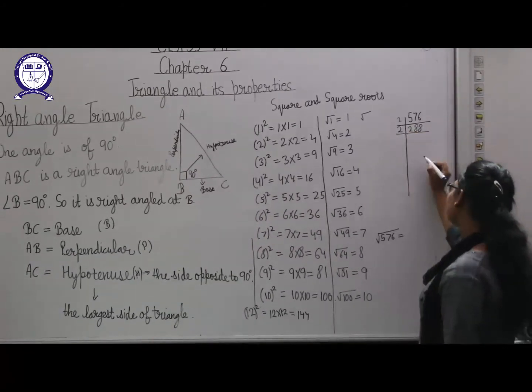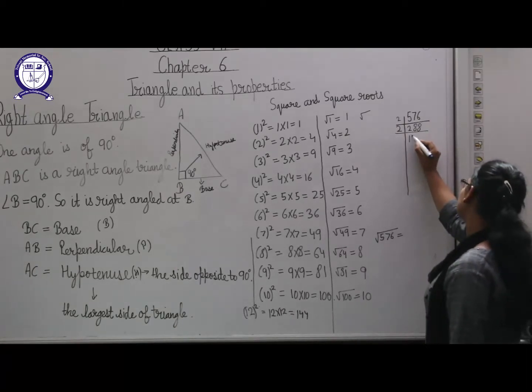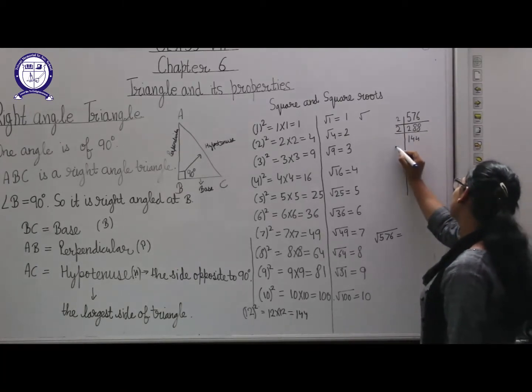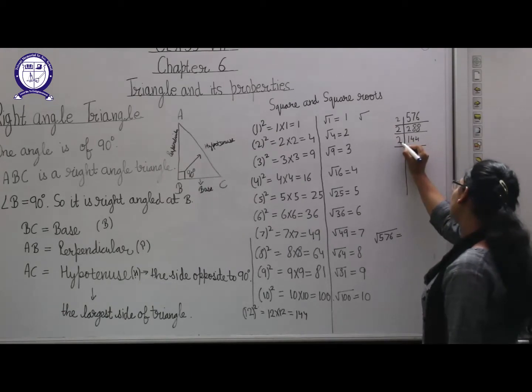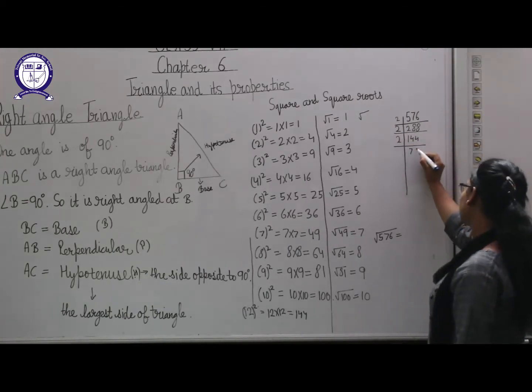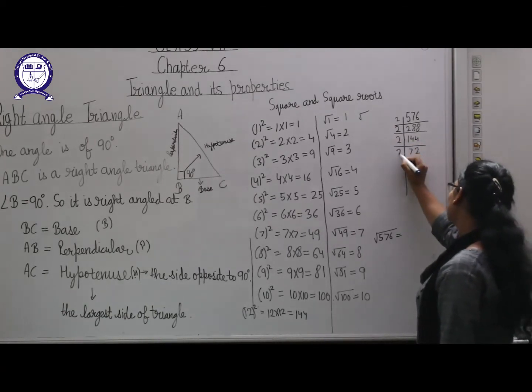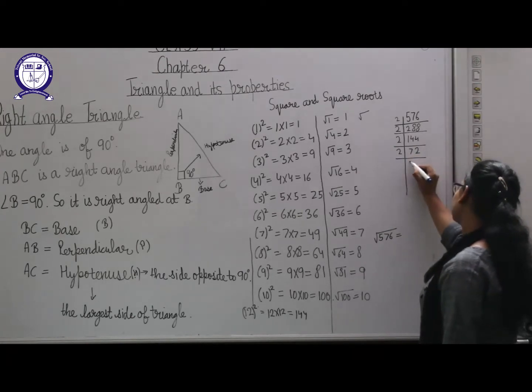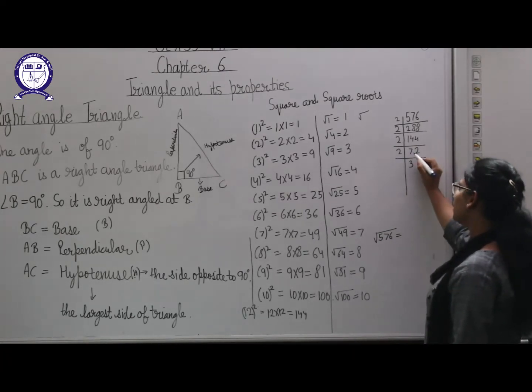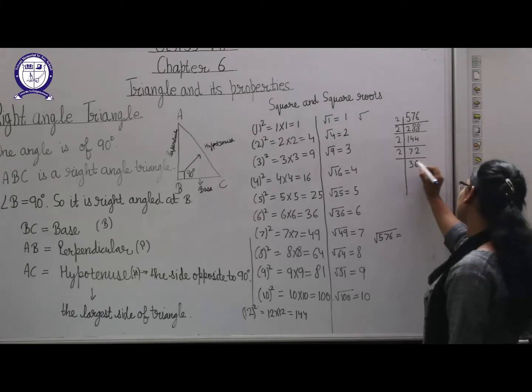Then we will again divide it by 2. We are getting 2 1s are 2, 4 2s are 8. Again we will divide it by 2. We are getting 7 2s are 14, and 2 2s are 4. Again we will divide it by 2. We are getting 3 2s are 6, and it will be 12. So 6 2s are 12.